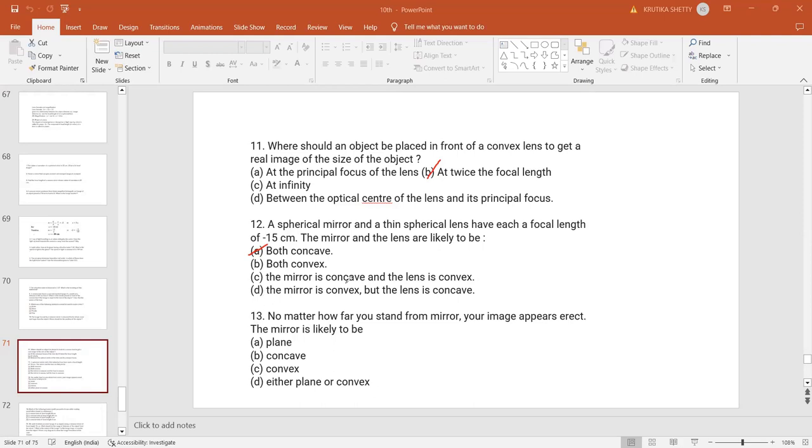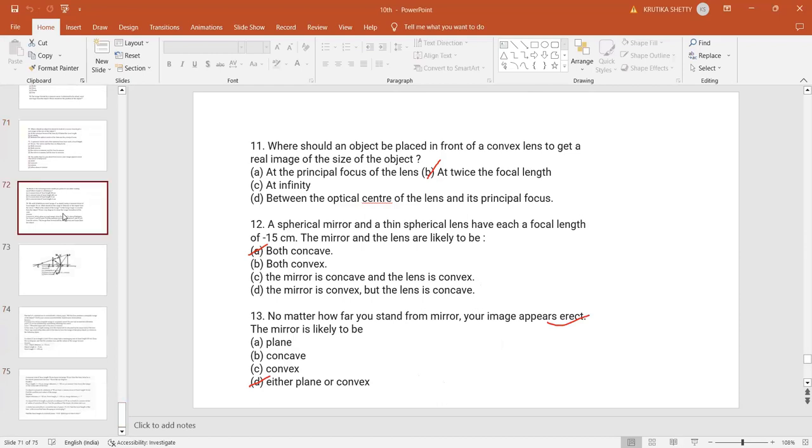Then the next question. No matter how far you stand from the mirror, your image appears erect. The mirror is likely to be: plane, convex, concave, or either plane or convex. Yes? Any guess? Concave gives an inverted image. So it is either plane or convex. Whenever you have a plane or convex mirror, you will get the erect image. So I hope it is clear. Let us go for the next question.